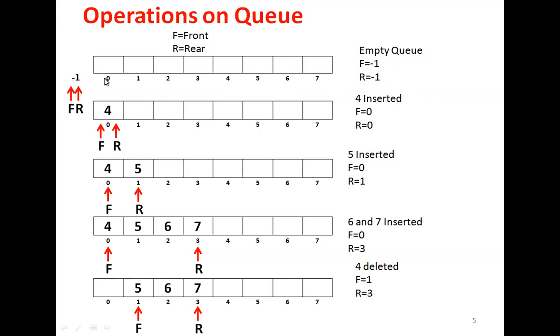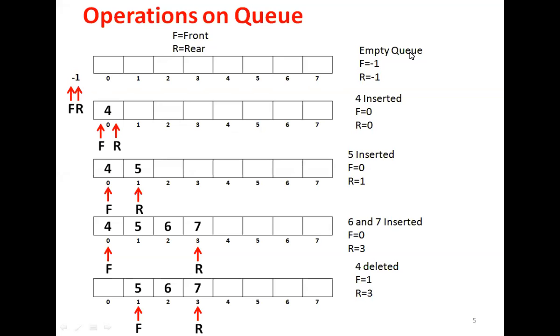You can see here, this is the queue where there is no data item present, and this is the empty queue. In this case, front is -1 and rear is also -1. You can see here, front is pointing to -1 and rear is also pointing to -1. Both are pointing to -1, and all the indexes are there. So this is the first case.